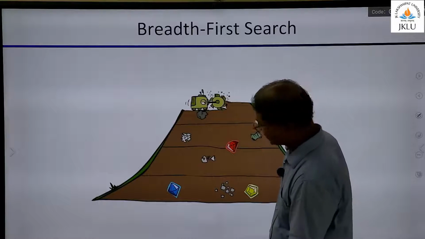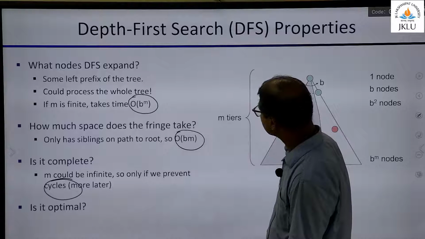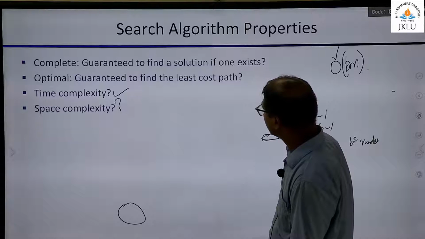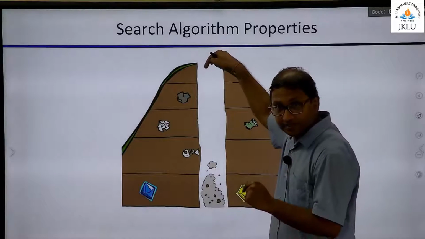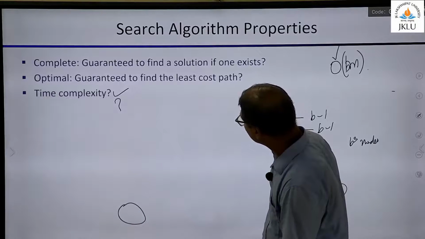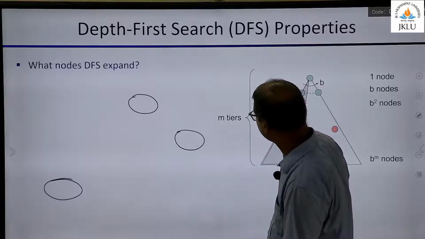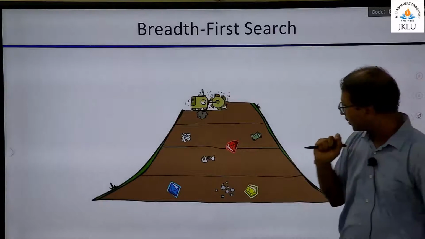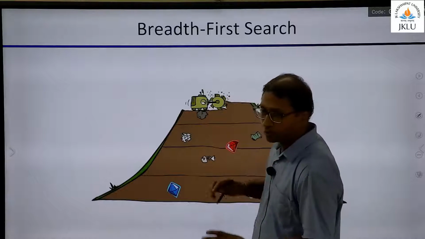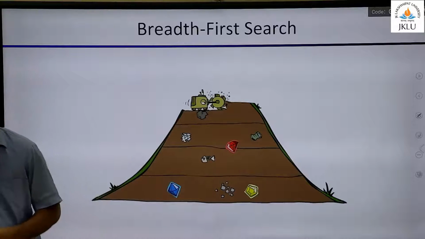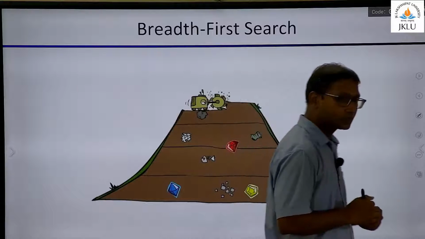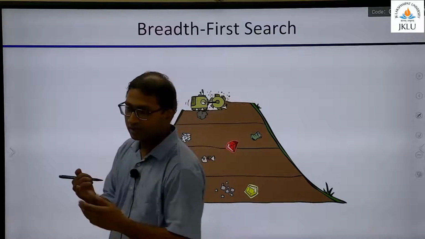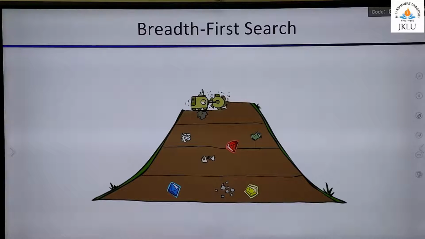Now we talk about BFS. So remember this cartoon on DFS. For DFS it is like we are just going in depth, and for BFS we are going level by level. Now, since you have seen DFS, can you help me figure out what will be these quantities, what will be these properties for BFS?